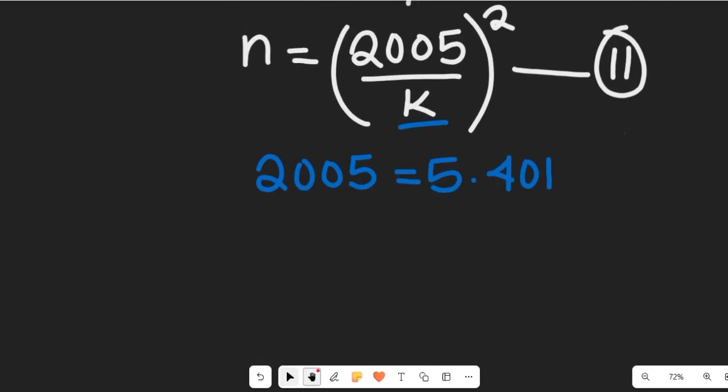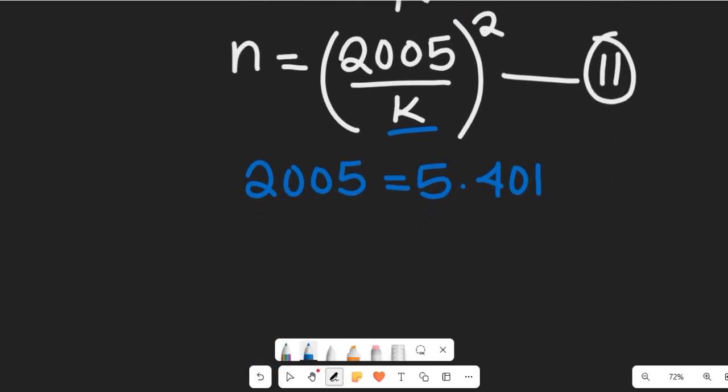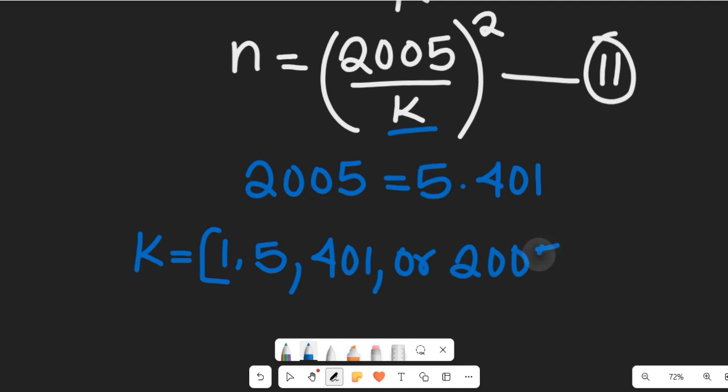So if I assume some values of k, the possible values of k can simply be 1, right? k can still be equal to 5, because when we consider this and this, k can still be equal to 401, because if I divide this, I can have positive integers, and k can still be equal to 2005. So if I insert all that here, I can find the value of n.